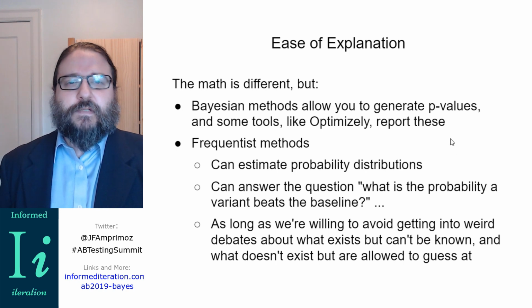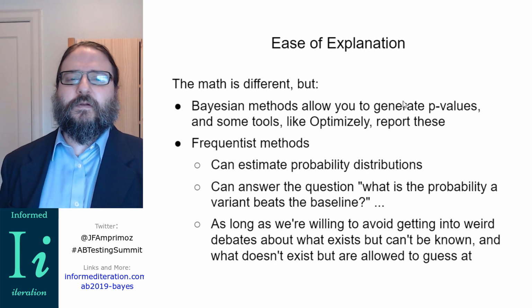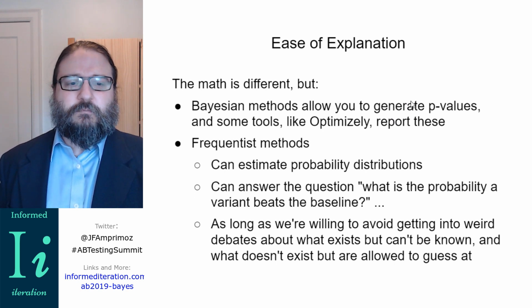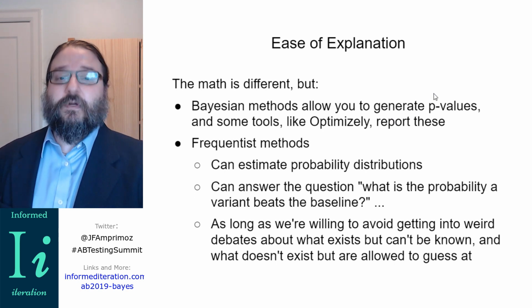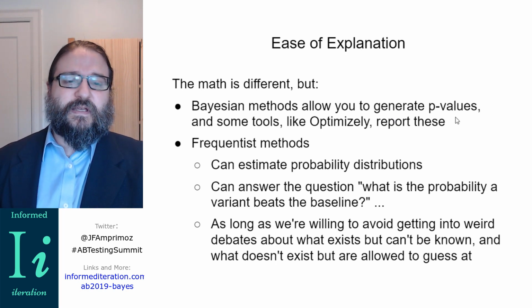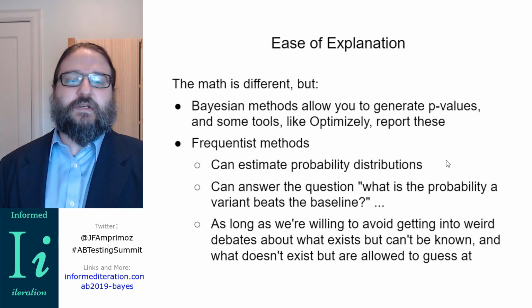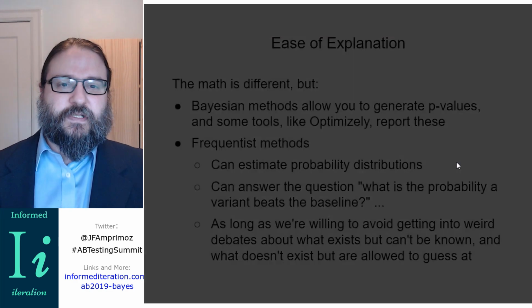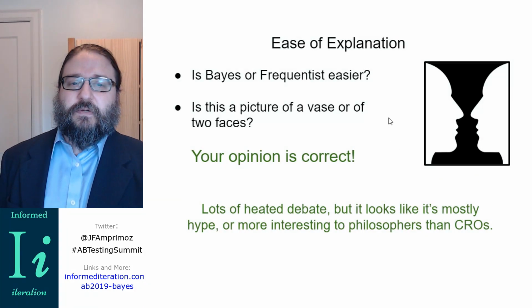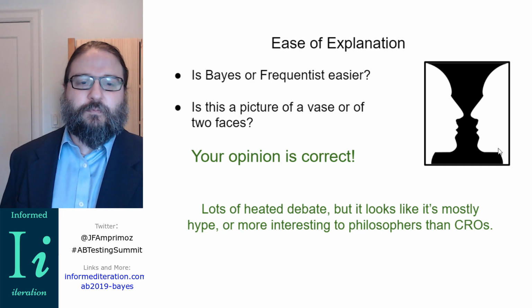Frequentist methods can estimate, there's frequentist ways to find probability distributions, and you can answer rather handily the question, what is the probability of this variant beating the baseline, as long as we're willing to avoid getting into weird hypothetical debates about what exists but can't be known and what doesn't exist but we're allowed to guess at. So, if Bayes or frequentist is easier to explain is down to your opinion.